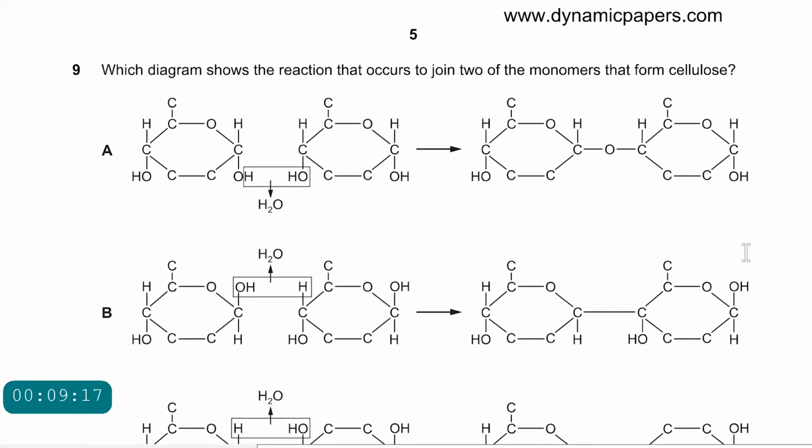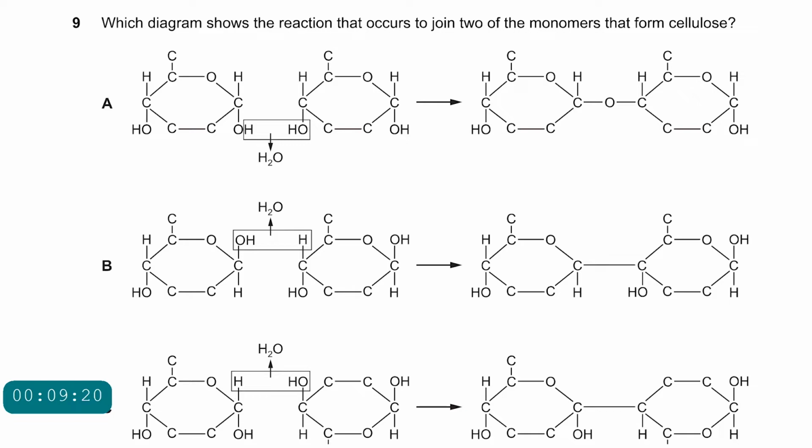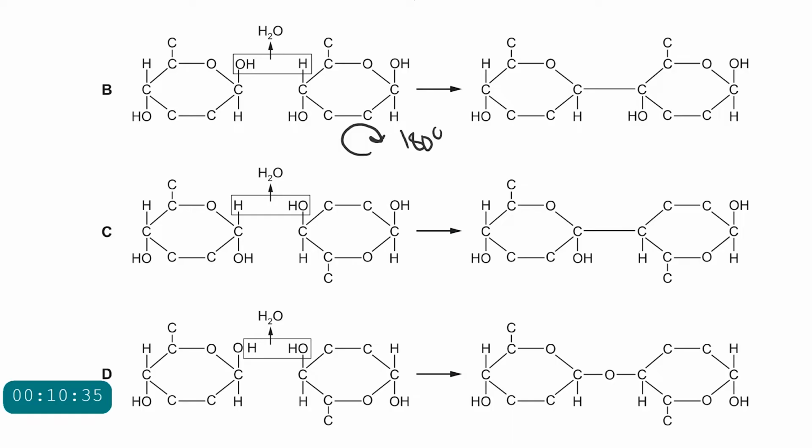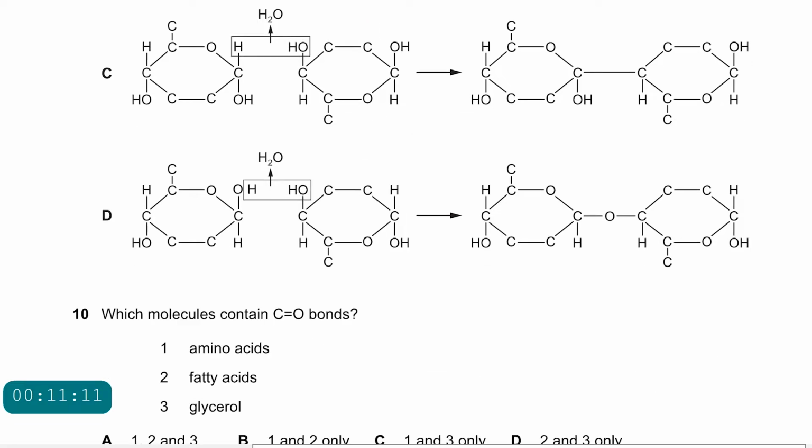Question 9. Which diagram shows the reaction that occurs to join two monomers that form cellulose? As we know, cellulose monomers are beta glucose molecules and joined by beta 1 to 4 glycosidic bonds. To start with A, here it's assuming that this is alpha glucose and this is also alpha glucose. However, this is incorrect because, as I said, cellulose is made of beta glucose monomers. For B, the second monomer is not rotated, so this cannot be correct.